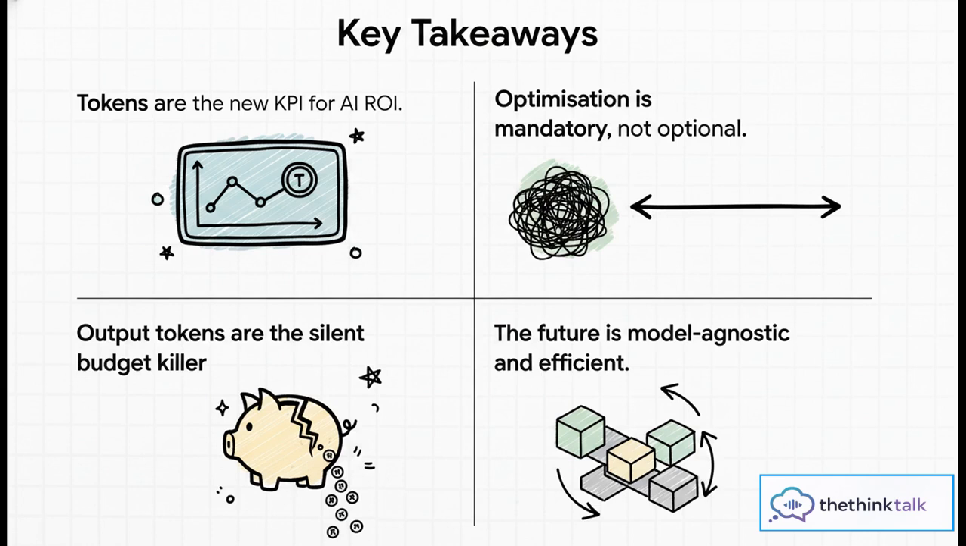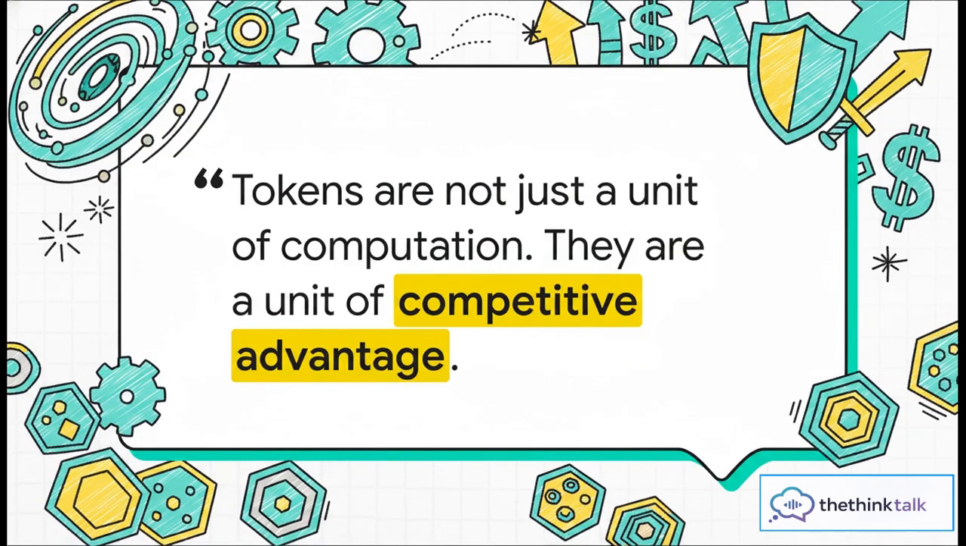And finally, get ready for a future where the best AI systems are the ones that are the most efficient and the most adoptable. At the end of the day, the most important thing to remember is that tokens are so much more than just a technical detail. They are a brand new form of currency that is defining the future of AI. The companies that learn how to manage this currency, how to spend it wisely, they're the ones who are going to win in this new era. So, the only question left is, are you ready?